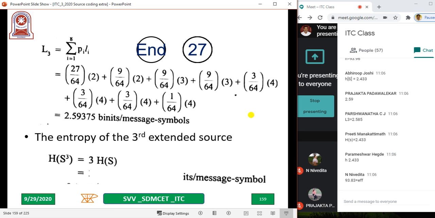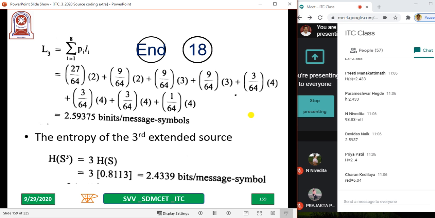2.59375 I got. Similarly, H of S for the third extension, I got 2.4339, and using these two now you have to find out the efficiency. Nivedita has typed H, Shivani, Adnya, Charan, Shilpa, Rohit, Siddharth, L3 they have typed correct.